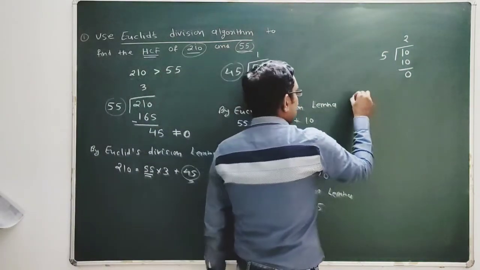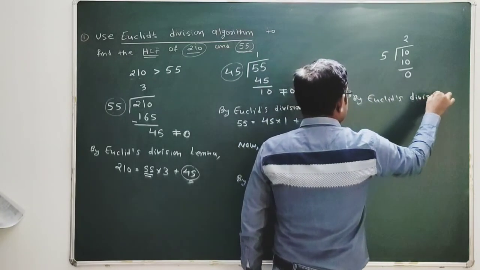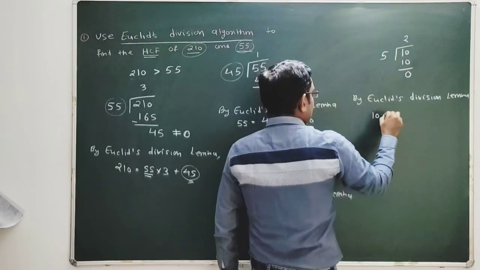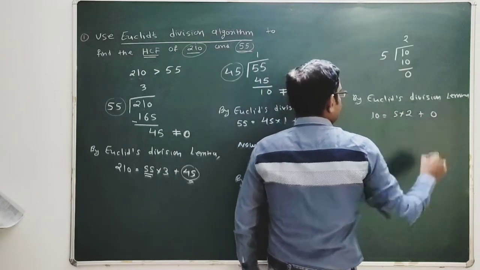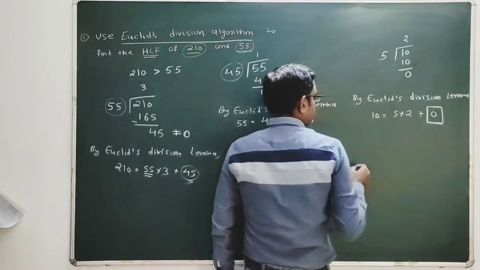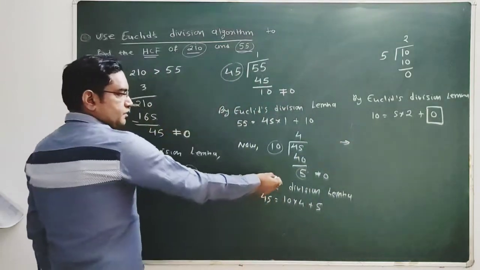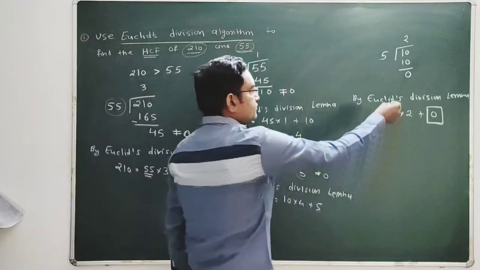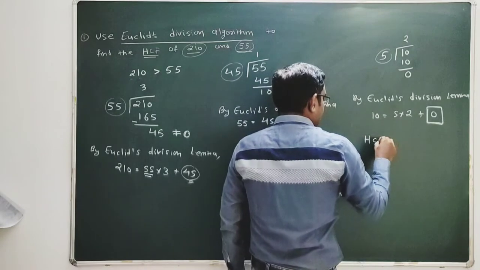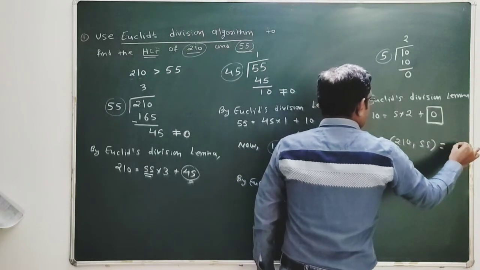So by using Euclid's division lemma, we can say 10 is equal to 5 into 2 plus 0, and here as the remainder is 0, we can say when the remainder is 0, the remainder of the previous step or the divisor in the last step can be considered as the HCF. So HCF of given two numbers 210 and 55 is equal to 5.